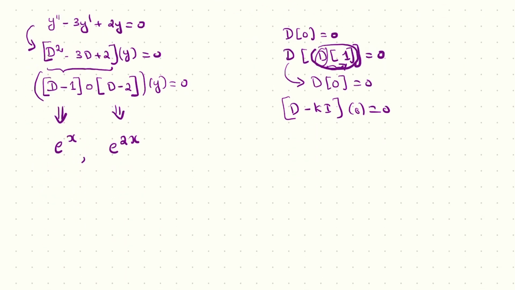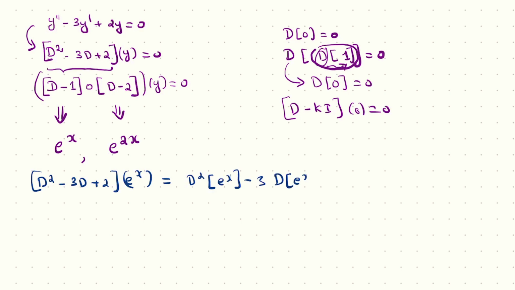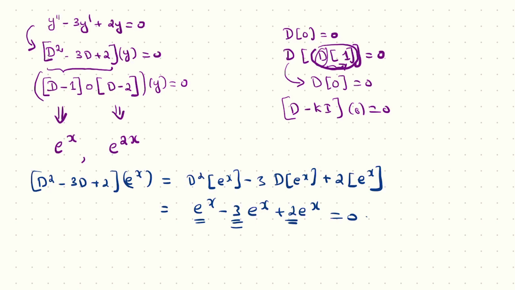So for example, if I feed e to the x into D squared minus 3D plus 2, what does that mean? That means the second derivative of e to the x, minus 3 times the first derivative of e to the x, plus 2 times e to the x. By the way, the second derivative of e to the x is e to the x, minus 3 times the first derivative, which is e to the x, plus 2 times e to the x. As you see here, this is 1 plus 2, which is 3. 3 minus 3 is equal to 0, and that gets annihilated. You verify the other one on your own. So that's an operator that makes it 0.